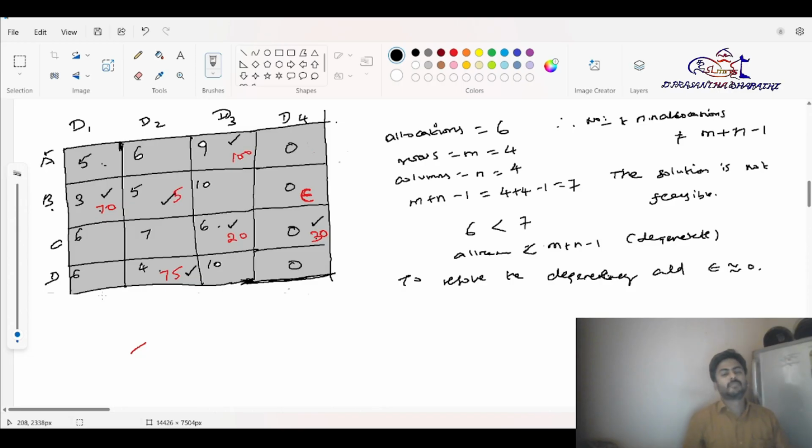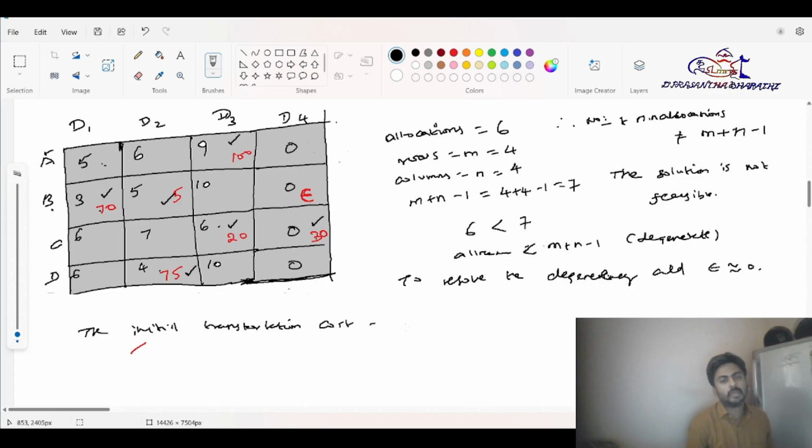Now you have all allocations. Now you have to check the optimal solutions. Before that, since everything is occupied, you can check whether the solution is optimal or not. If the solution is optimal, you can go with the next step. The initial transportation cost can be easily found.